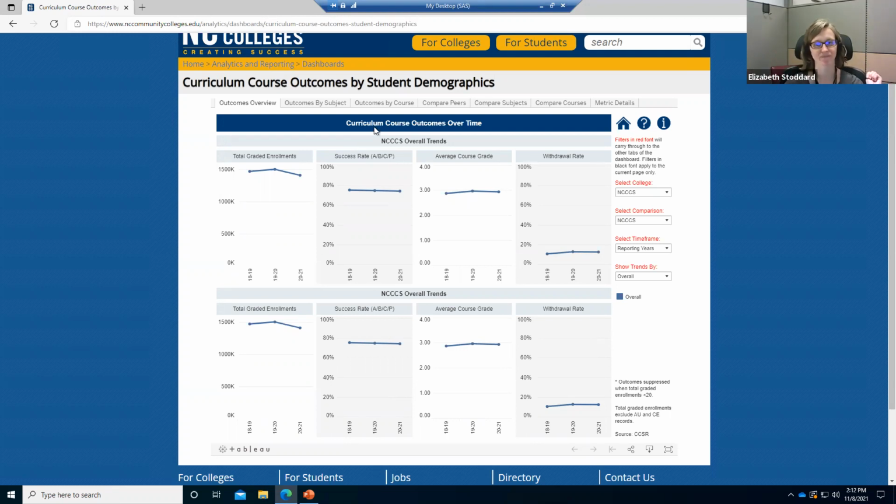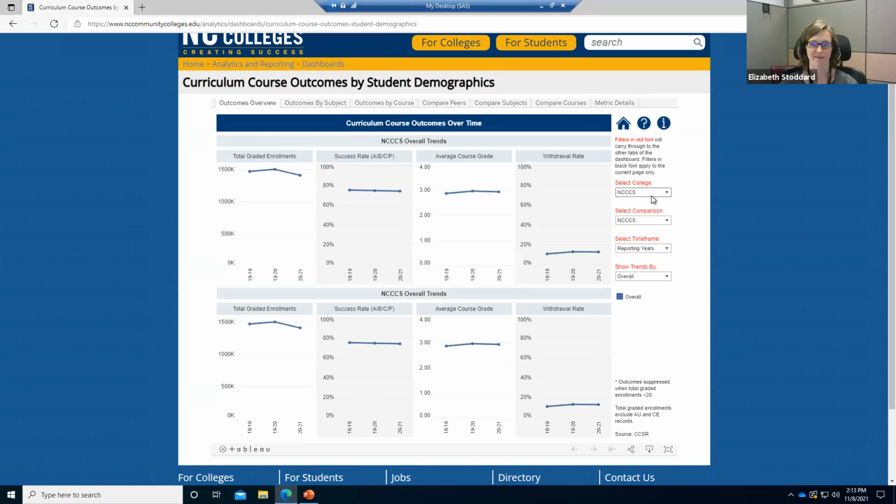level looks like. And the three student demographics that we disaggregate this dashboard by are sex, so male versus female, race, ethnicity, and age range. So I will show you what that looks like as well. So how to use this dashboard.